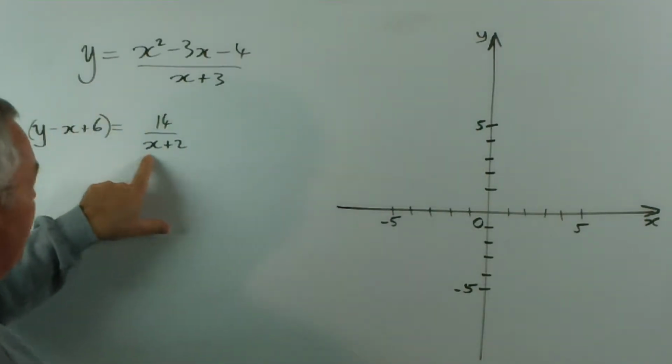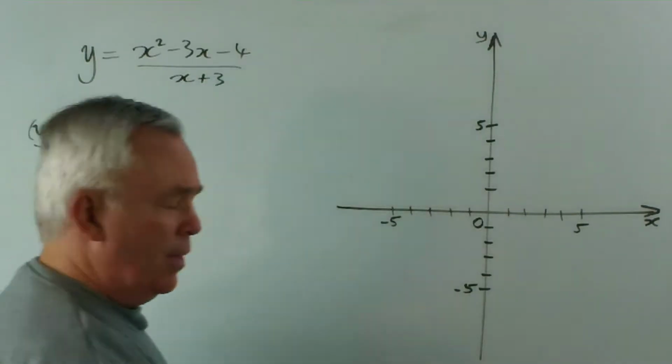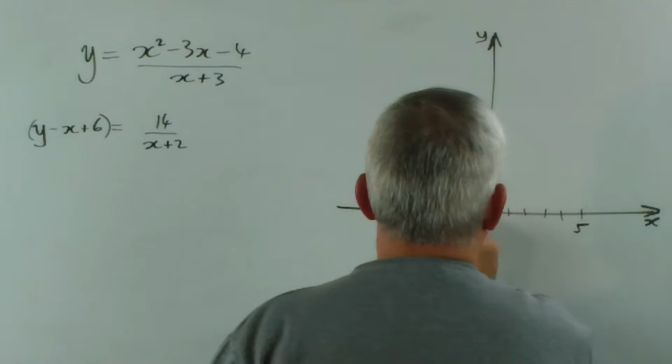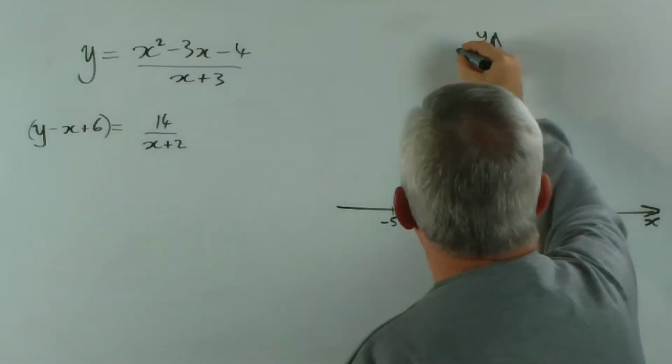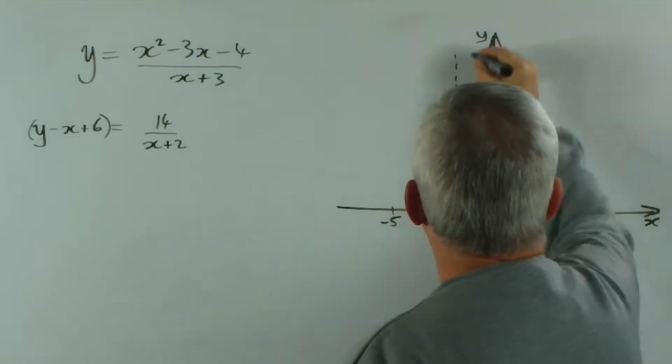They are all components of a good graph. This tells us that x cannot be equal to -2. You can't have a 0 on the bottom. So x equals -2 is an asymptote. There we go.